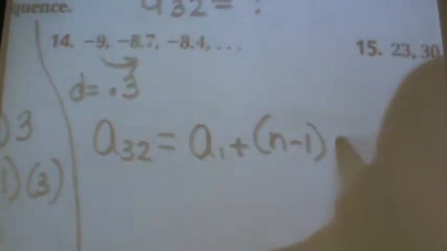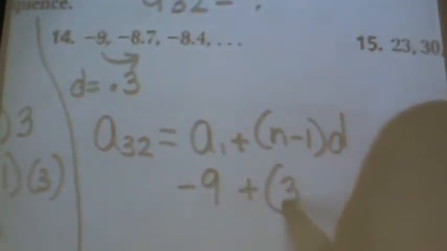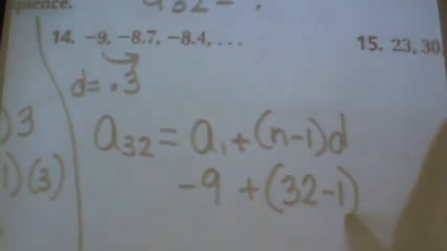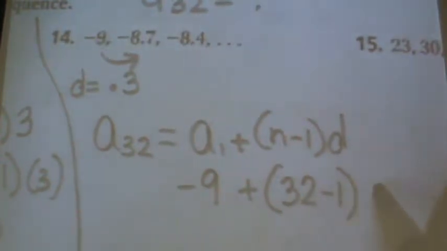So how do you find the 32nd term? You're going to take the first term and add n minus 1 times d. Well, the first term is negative 9. And you're going to take the 32nd term minus 1, so 31 times d, which is 0.3.